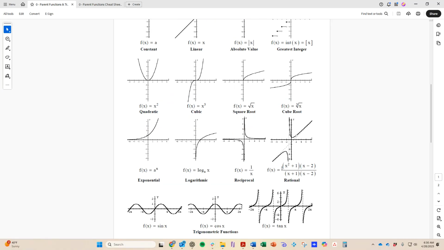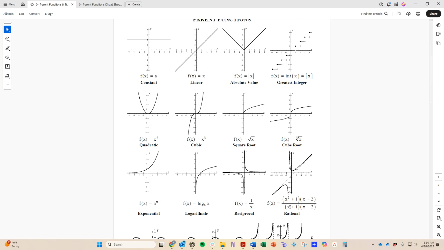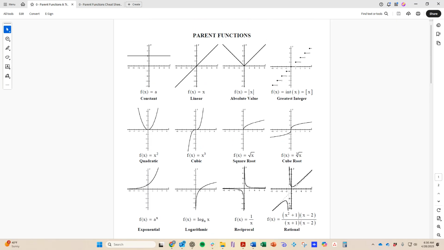Also, you can see there's trig functions as well. So you can see the sine curve or the sine wave, and the cosine wave. And then you see the tangent function as well. So those are just different parent functions that add to our mix. Now, you don't have to memorize all of the parent functions, definitely not the new ones, but it's good to remember roughly what the shapes are and what they look like.